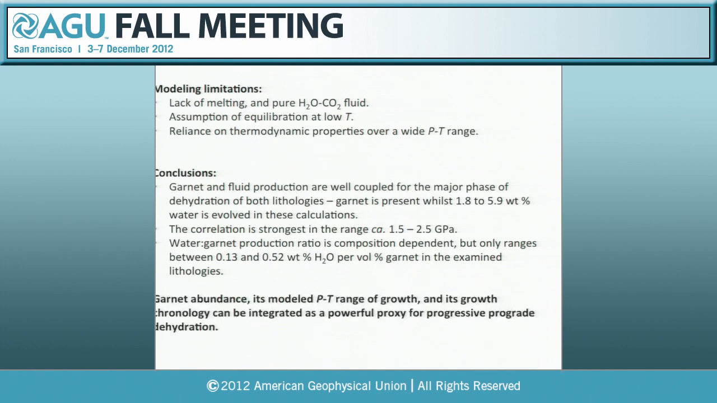Which brings us to the final conclusion. I think garnet abundance, its modelled pressure-temperature range of growth, and its growth chronology, particularly being able to date from core to rim when that garnet grew, maybe we can begin more and more to integrate this as a really powerful proxy for prograde dehydration. At what pressure does it occur? At what temperature does it occur? And over what duration does it occur within any subduction setting? Thank you.